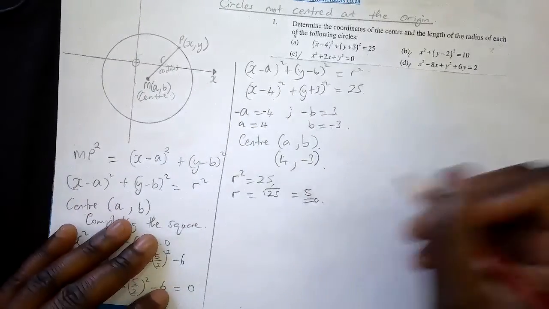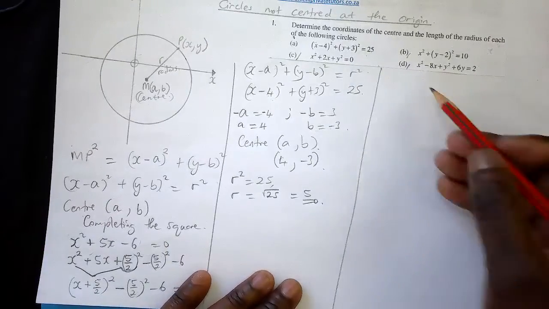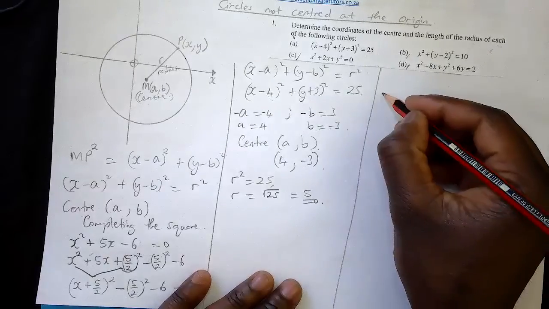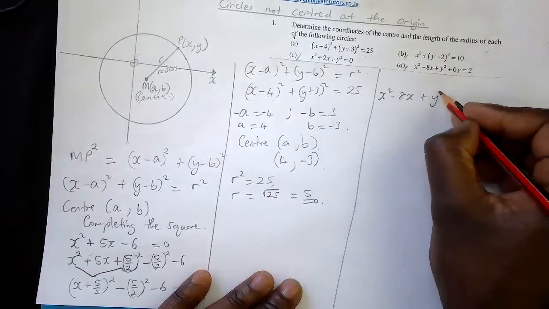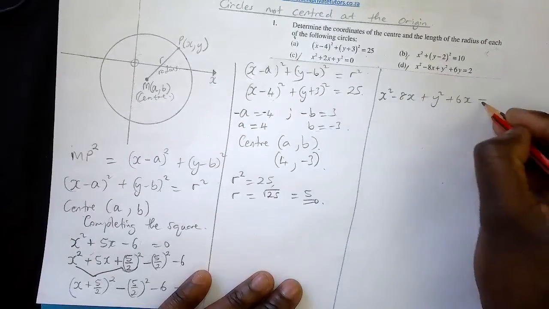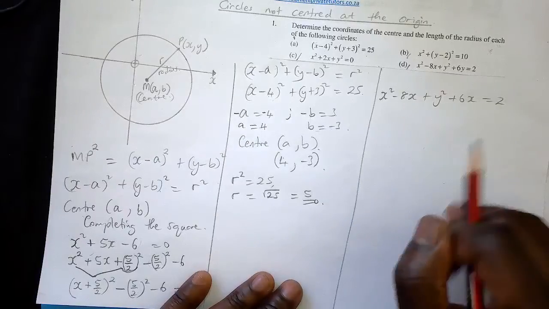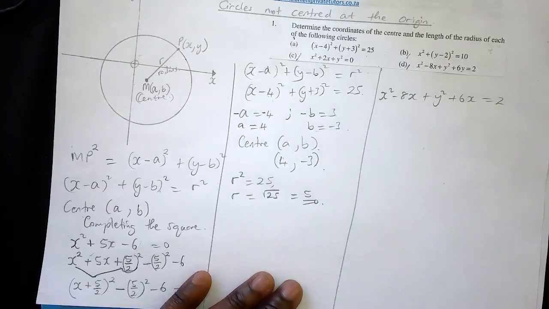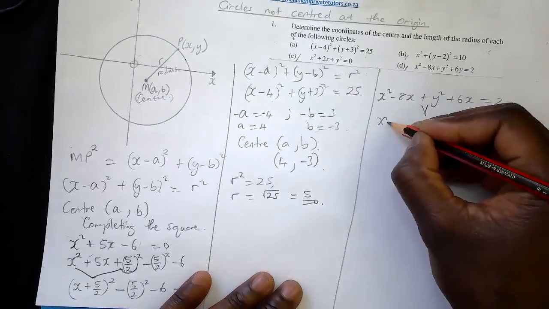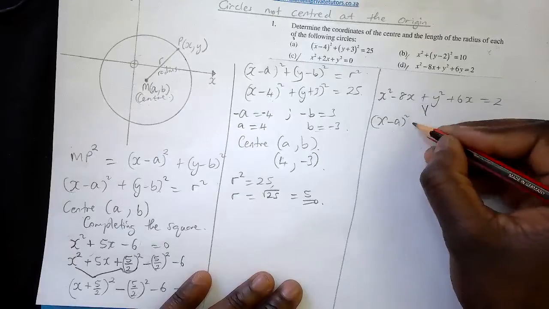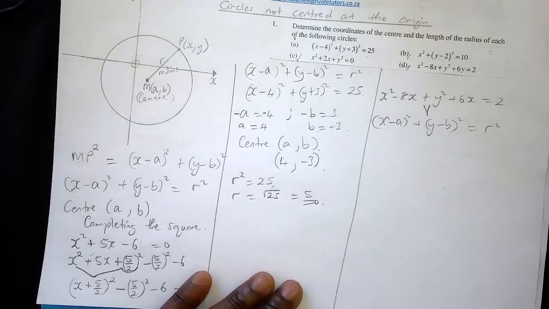That's the answer. Now, let's see a different case where we are given this information here. We are told that x squared minus 8x plus y squared plus 6y is equal to 2. Now you want to find the coordinates of the center. What do you need to do first? You need to express this in the form (x minus a) squared plus (y minus b) squared is equal to r squared. That's how you should express it.